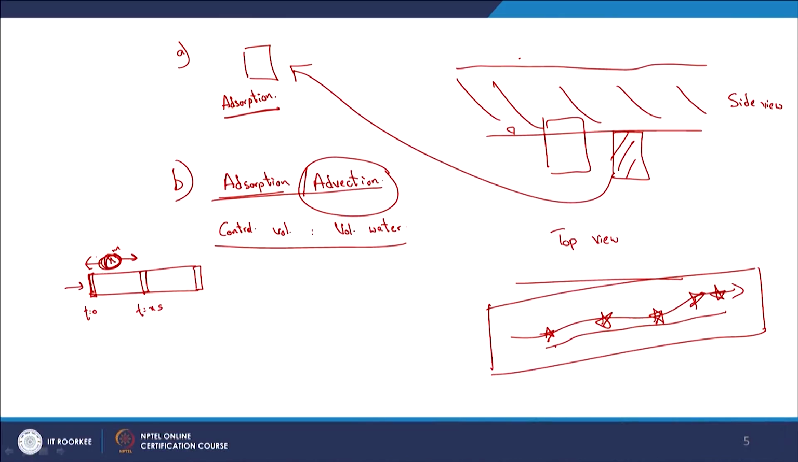Obviously, as you can understand, the system we are going to look at now for case B, where we look at adsorption, desorption, advection and the microbial activity, is a case of a plug flow reactor. So, let us try to apply that equation here.